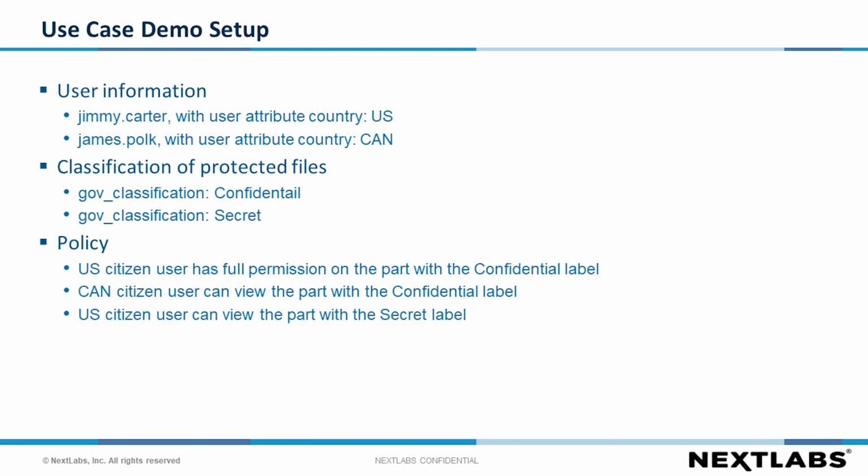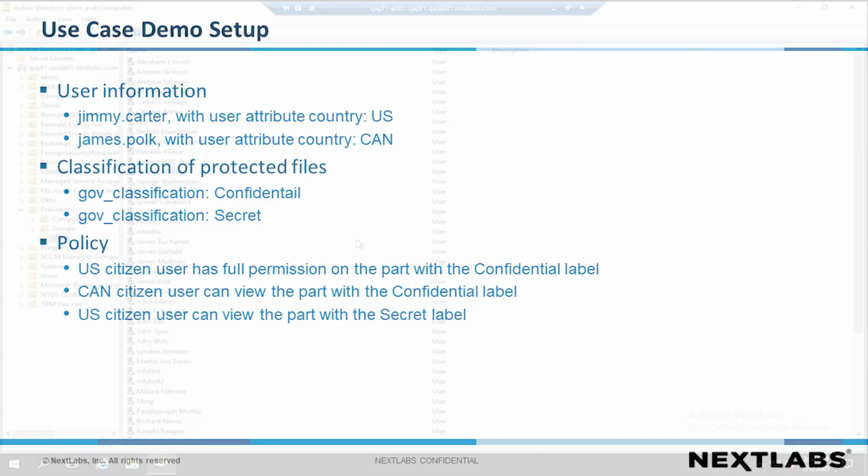Three policies are configured. 1. US citizens have full permission on parts labeled confidential. 2. Canadian citizens can view parts labeled confidential. And 3. US citizens can view parts labeled secret.